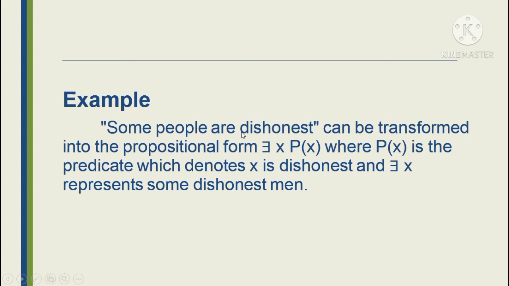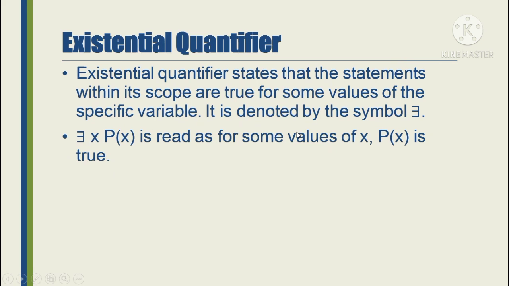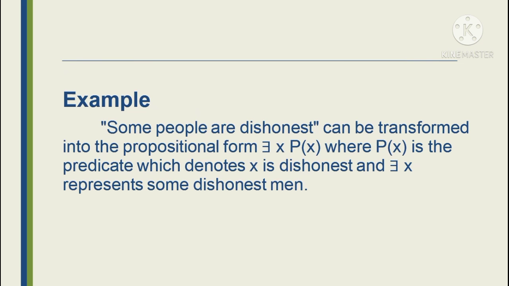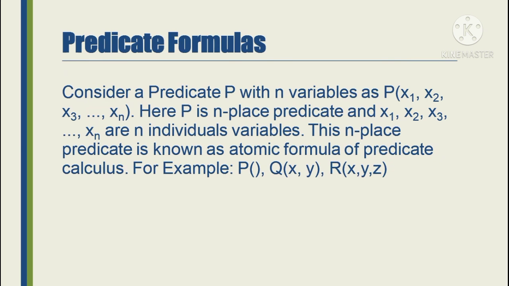Ito yung dishonest, ito yung naging ating existential quantifier. Ito yung dishonest natin. And yung ating predicate is the "some people." So, existential quantifier ∃x P of X. Ito yung ating symbols, mathematical equation. So, predicate formulas.